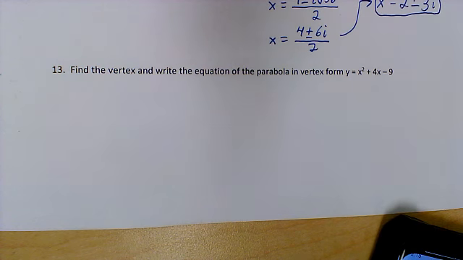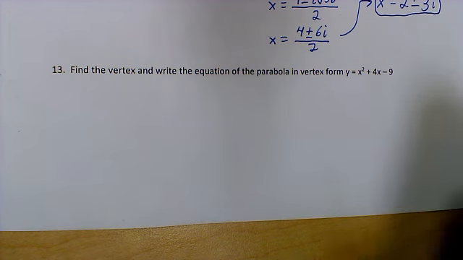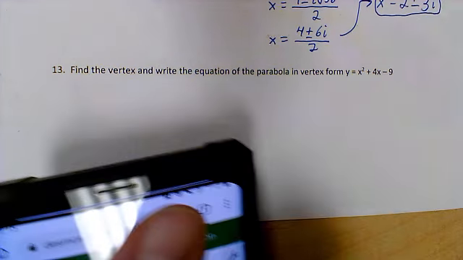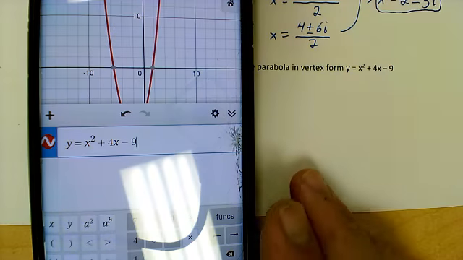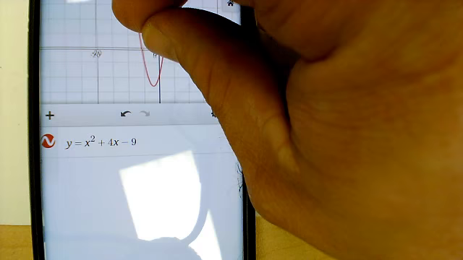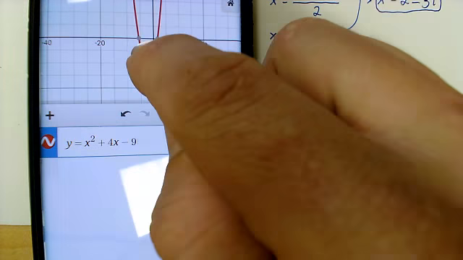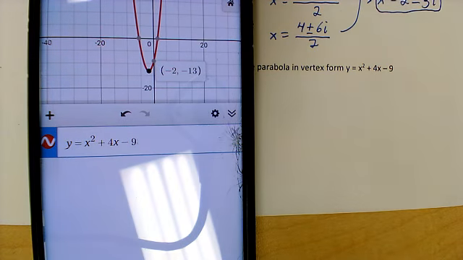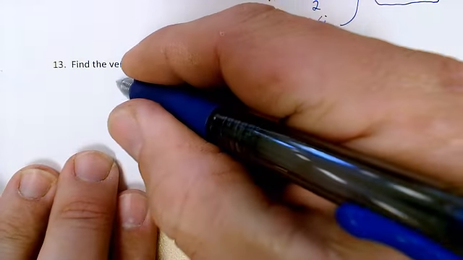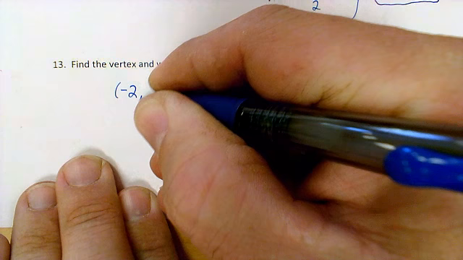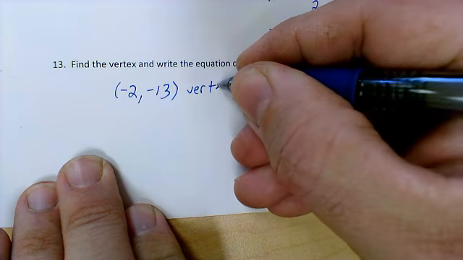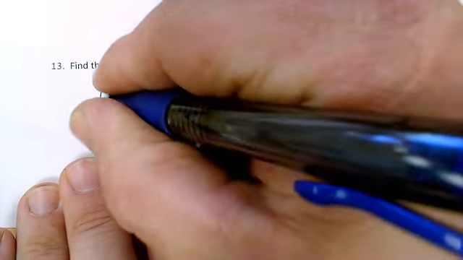Okay, so on example 13, we are going to go ahead and find the vertex. Now to do that, I would advise you to use a graphing calculator. I've already put it in, so I'm going to just zoom this out a little bit and tap on the vertex, which is negative 2, negative 13. I'm going to go ahead and put that to the side. I've got what I needed. Negative 2, negative 13 is my vertex. That's one of my two answers this problem was looking for.